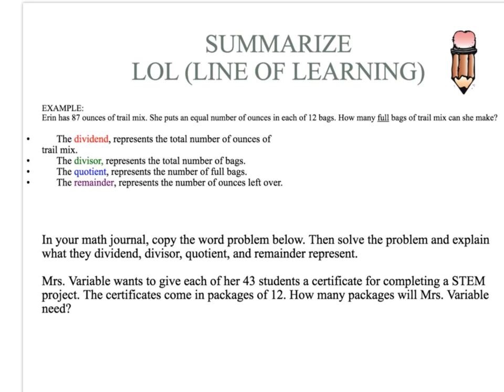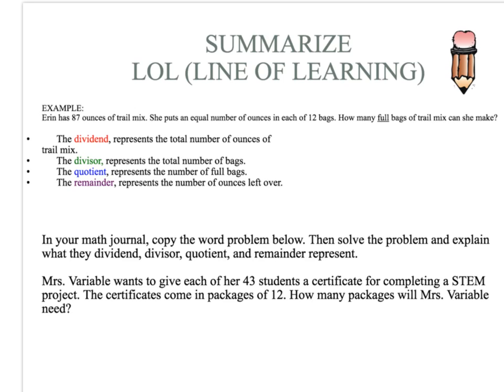Okay, here is a pencil on the page, so you know you're going to have to take notes. Okay, we're going to summarize and do our line of learning. Here's an example. Erin has 87 ounces of trail mix. She puts an equal number of ounces in each of 12 bags. How many full bags of trail mix can she make? You have to find the dividend, which is the total number of ounces of trail mix. You have to find the divisor, which represents the total number of bags. And you have to find the quotient, which represents the total number of full bags. The remainder represents how many ounces are left over.